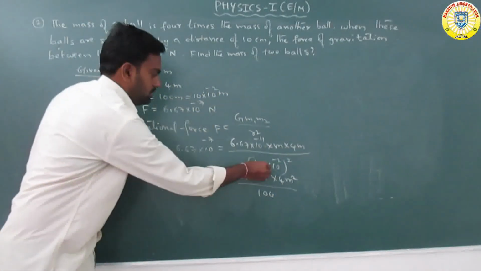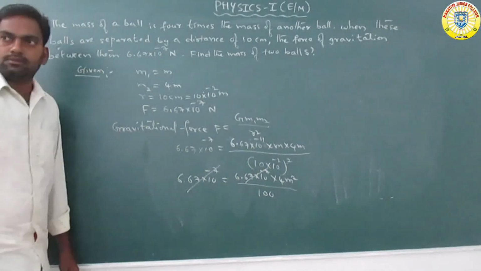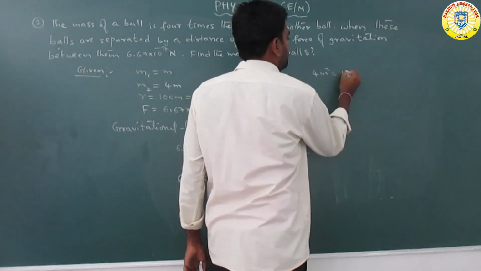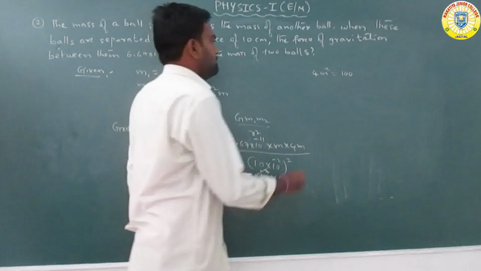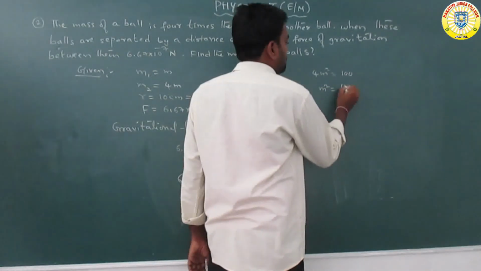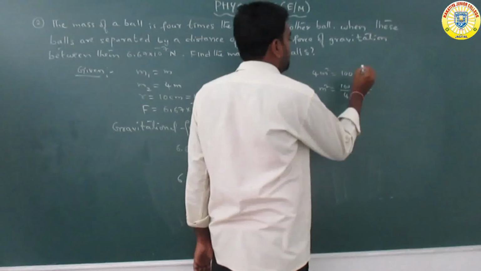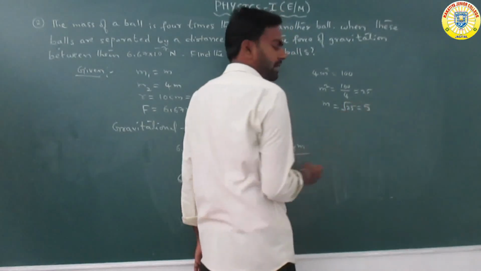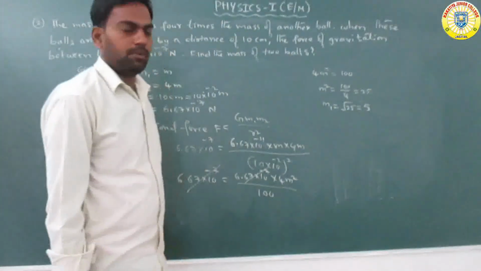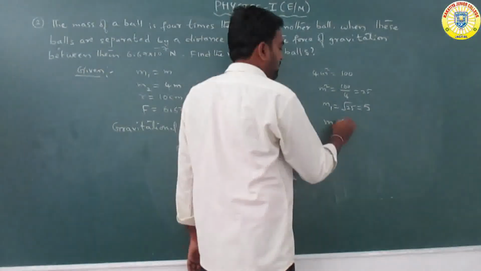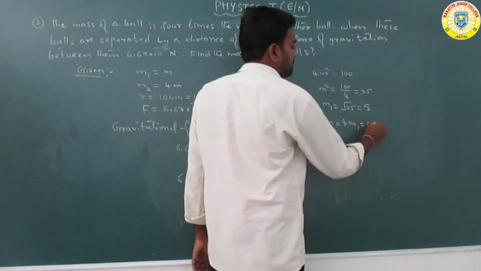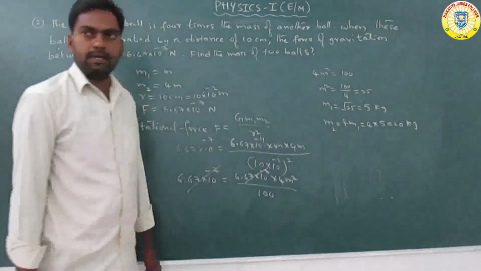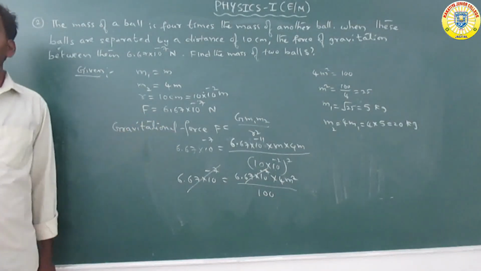These two cancel. The remaining equation is 4m square equal to 100. So m square is equal to 100 by 4, that is 25. So m is equal to the square root of 25, that is 5. This is the mass of the first body. m2 is equal to 4 into m1, 4 into 5, which is 20 kg. So 5 kg is the first body and 20 kg is the second body.